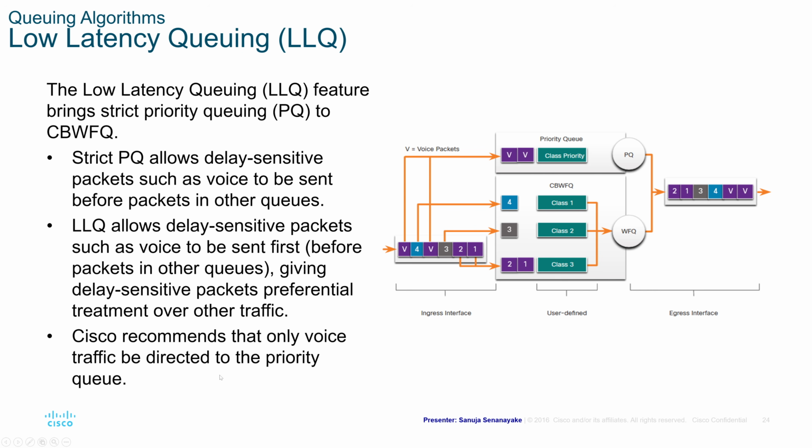Cisco recommends that only voice traffic be directed to this type of priority queue. So what LLQ allows you to do is, on top of the CBWFQ queue, create a separate queue using low latency queuing, and you can direct specific traffic onto that. By doing so, traffic that belongs to things like voice traffic, which is delay sensitive traffic, can be channeled through that queue.